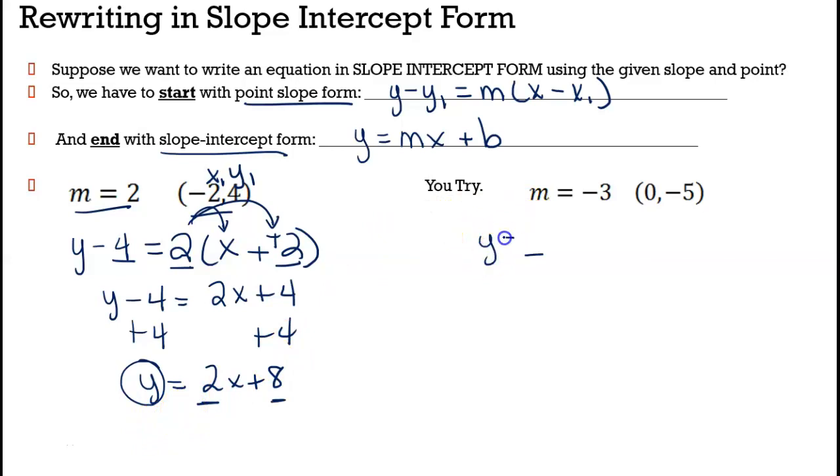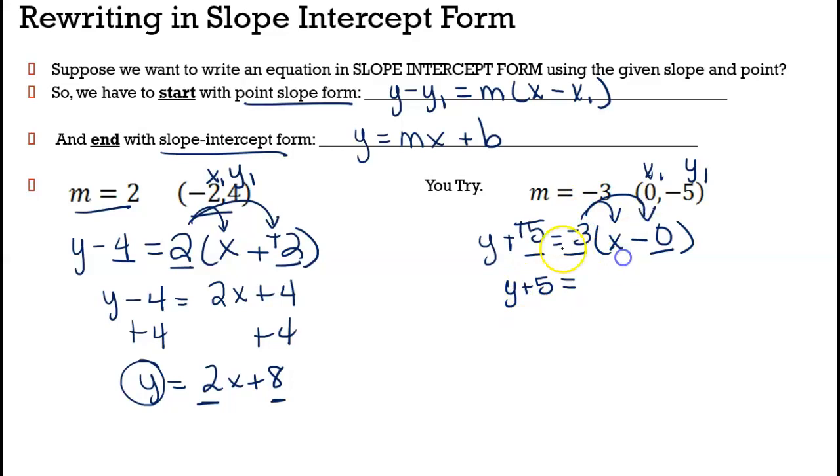This one becomes y minus blank equals blank times x minus blank. This is your x1, this is your y1. Your y1 is negative 5, your slope is negative 3, and your x1 is 0. You can do keep, change, change, so this becomes y plus 5. And then here we distribute. Negative 3 times x is negative 3x. Negative 3 times 0 is 0. You don't have to write the 0 there, but I like to for consistency because I like to remember that there is something there. It's just invisible.